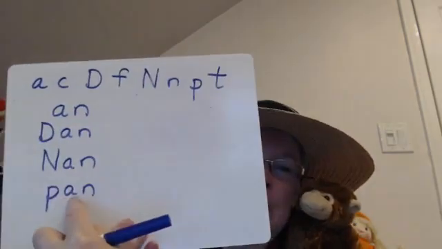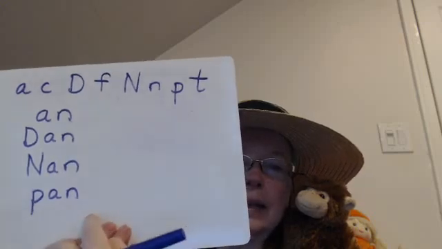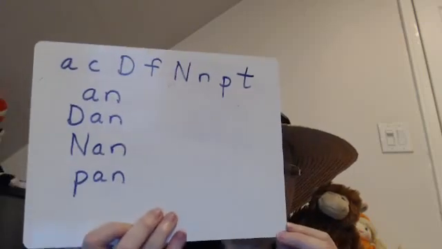All right, let's use Ann again. This time we're going to add a lowercase p in front of it. And the sound for the P is p. Ann. This is pan.